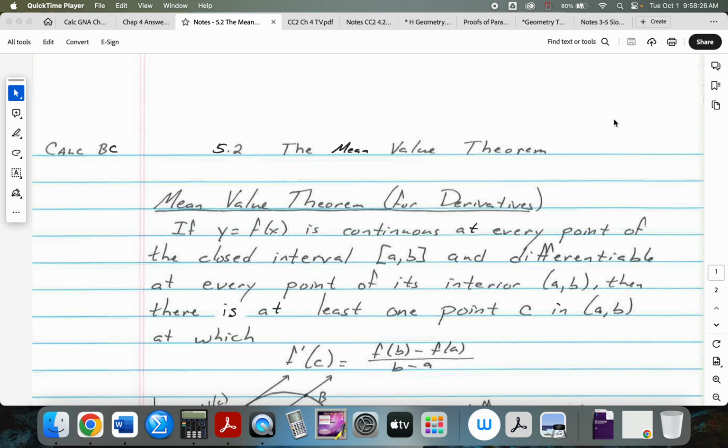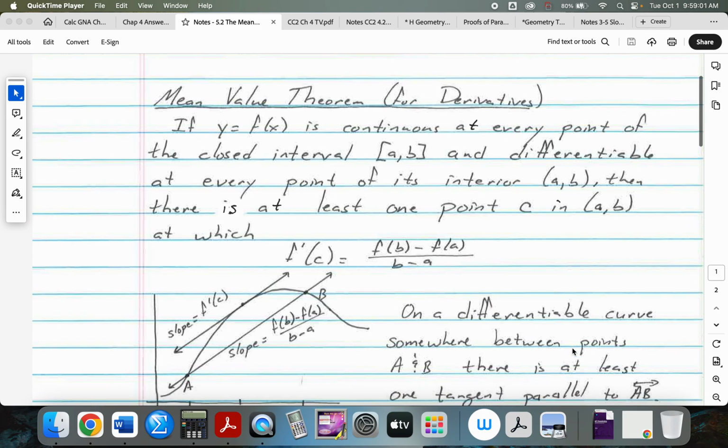If y equals f of x is continuous at every point of some closed interval from a to b, and differentiable at every point in its interior from a to b. So in other words, we don't care if there's a corner or something like that at one of the endpoints. We just care that it's differentiable in between those 2 points. Then there is at least one point C in the open interval from a to b, so not at either endpoint, at which the derivative at C is equal to f of b minus f of a over b minus a.